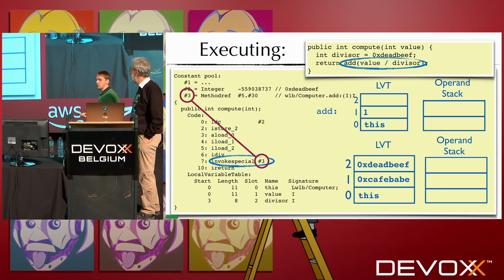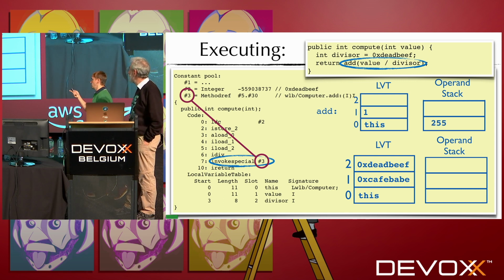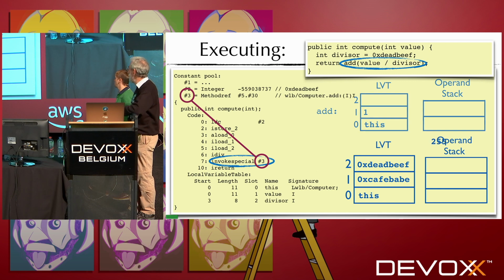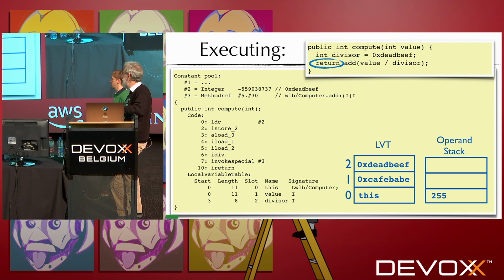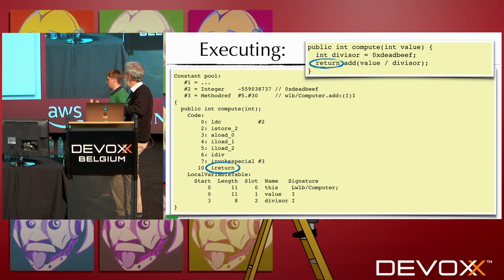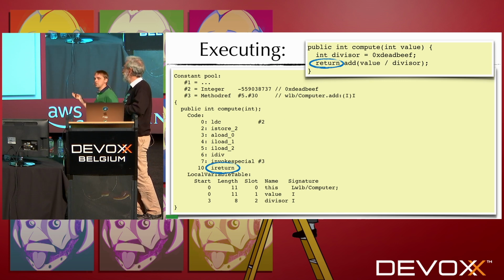We set up the local variable array as well. And then we do 254 plus 1, 255. We get the result back. The stack frame is destroyed. And we are ready to actually return from our method. This is the last bytecode, IRETURN. And with that, we're done. So basically, this was easy, right? We just walk bytecodes one by one, do something, not rocket science. No rocket science at all.